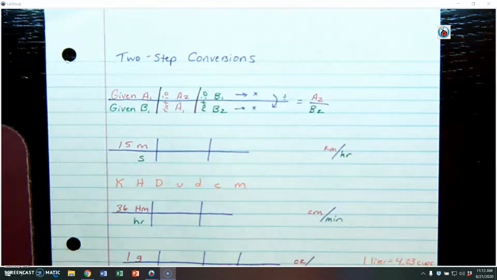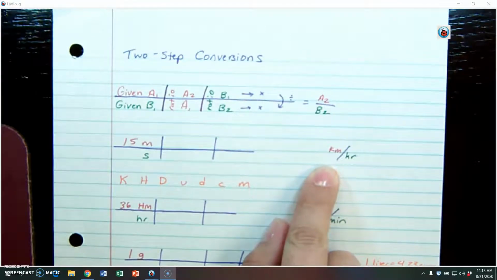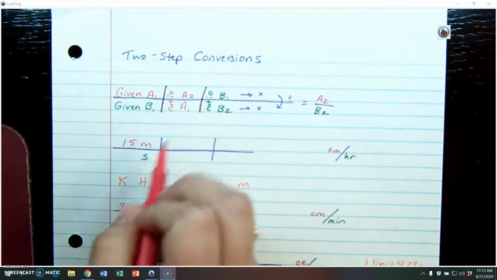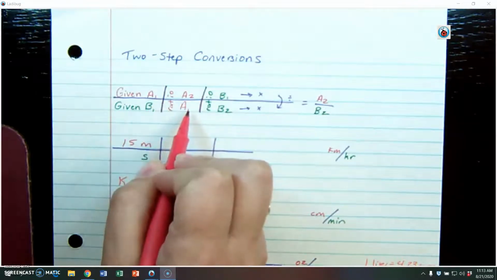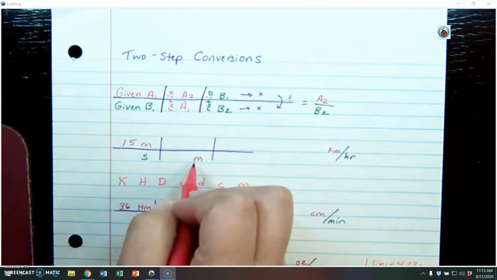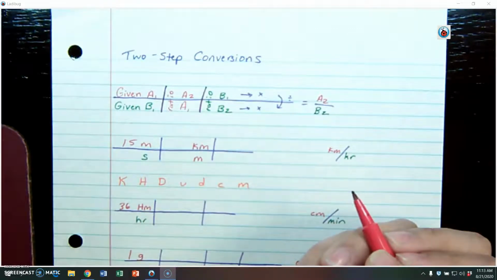Okay, so let's try a couple. Let's say we want to take 15 meters per second and we want to change that. Our goal is for it to become kilometers per hour. Okay, first I'm going to just concern myself with changing meters to kilometers. So what I want to get rid of, you see how Unit A up here is across from Unit A here? What I want to get rid of, I put on the bottom, across from what it was previously. What I want it to become goes on top.